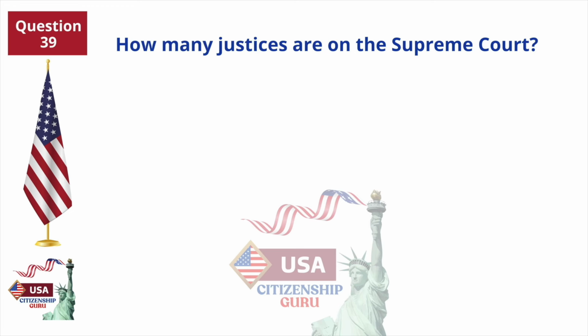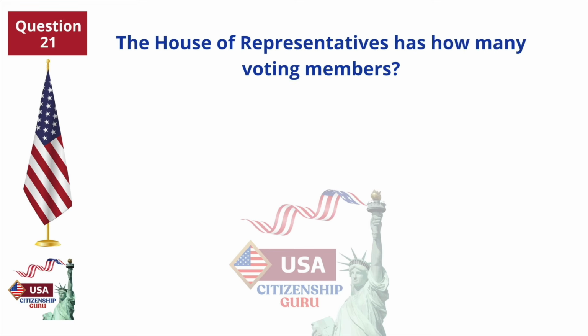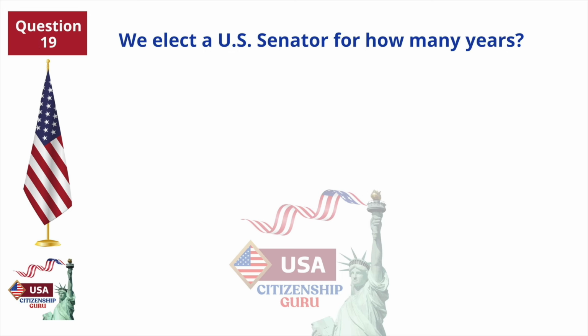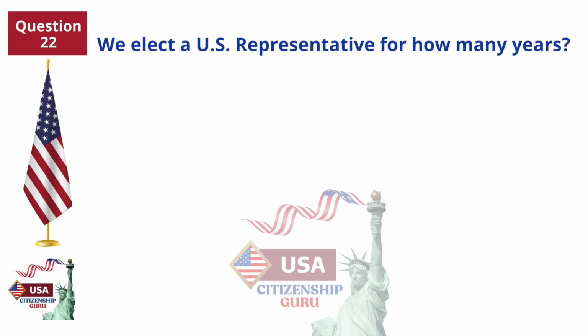How many justices are on the Supreme Court? 9. The House of Representatives has how many voting members? 435. We elect a U.S. Senator for how many years? 6. We elect a U.S. representative for how many years? 2.